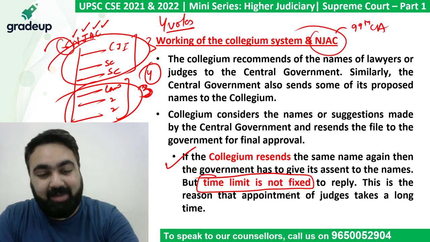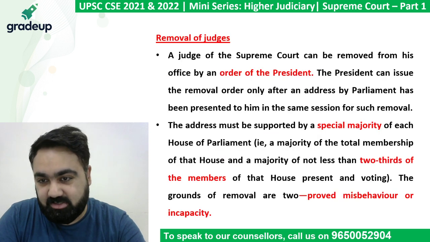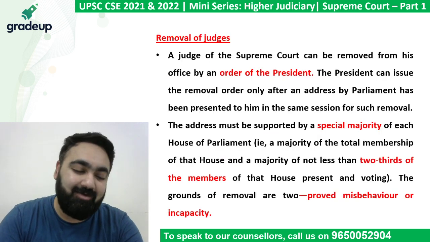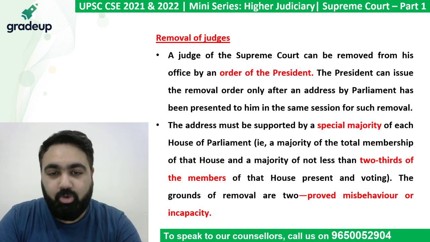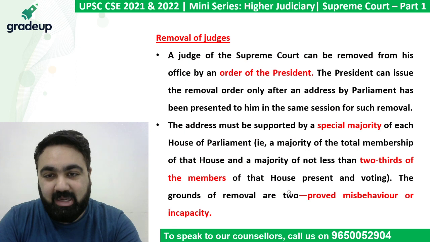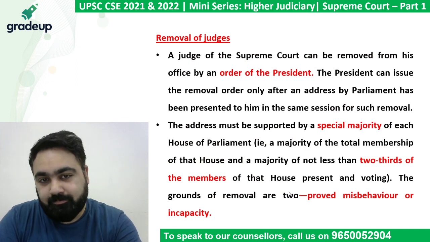Because there is no fixed time limit within which the person has to be appointed as the judge. So it's again a cat and a mouse game between the government and the judiciary about who shall control the judiciary, about who shall be in control or who shall decide the next Supreme Court judge.